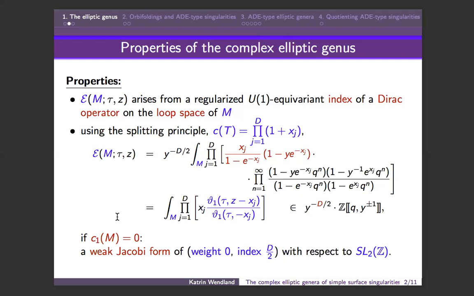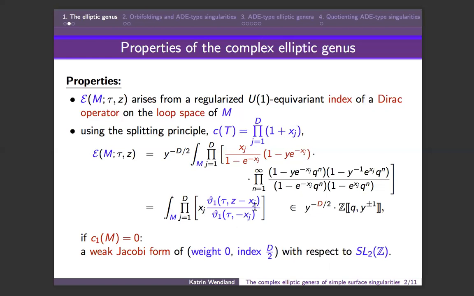Sorry, Katrin, just to check: the modular invariance looks like it doesn't depend on the integral over M. Is that correct? Indeed, you can actually integrate here. At the end of the day, if we look at examples like K3 surfaces, and actually the examples that I will show you later on concretely for the ADE type singularities, you integrate out. Yeah, but the integrand, tau and z, the integrand itself is modular invariant.